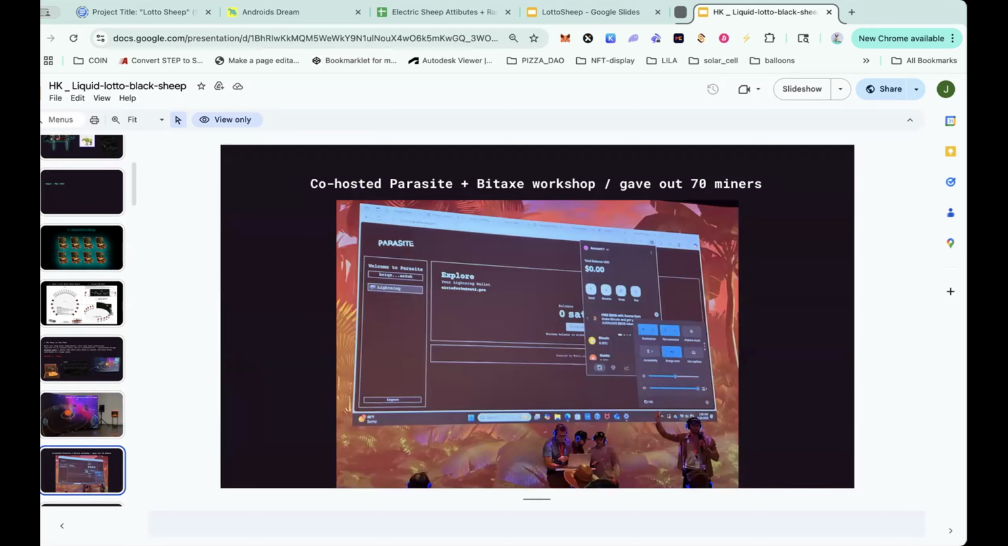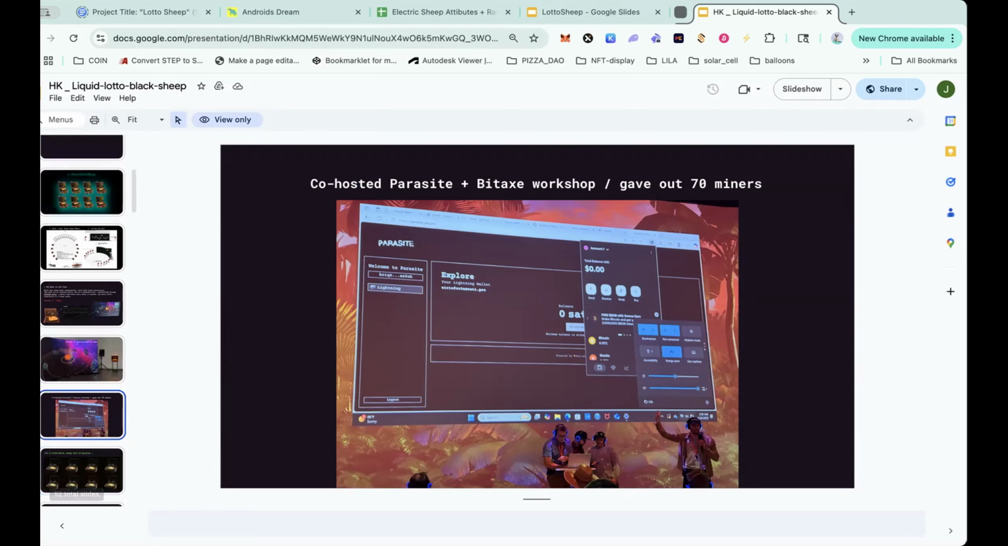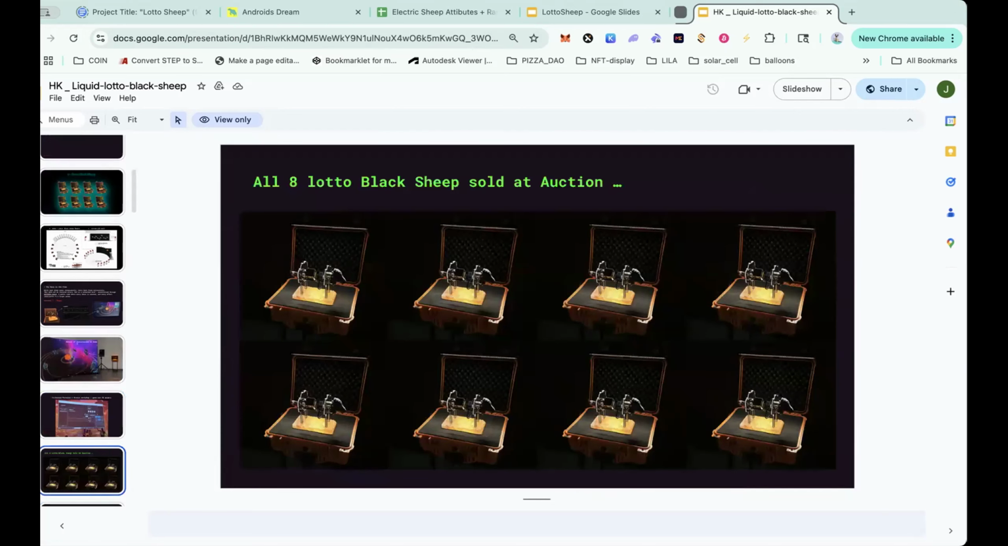And then we did a workshop on how to set up some of this hardware, and I did that with a few people that are in the space there. And then let's see, yeah, these were the ones that were there.